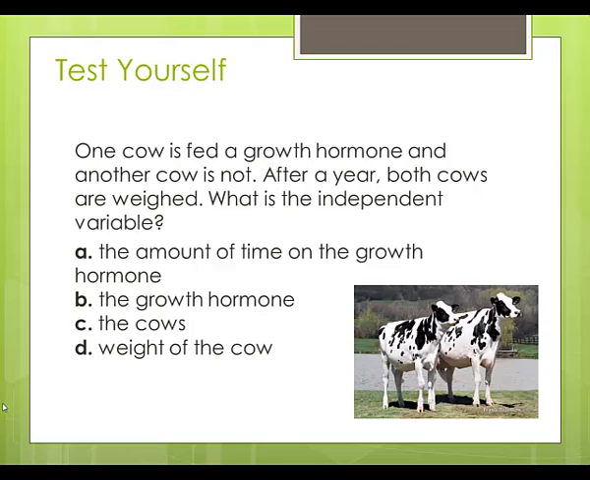I'll give you just a minute to think about that. The answer is B, the growth hormone. The independent variable is the one thing that's changed. We don't change the cows, we don't change what they're fed, we don't change the water, we don't change the temperature, they're in the same environment. Just like the grass seeds, we're not changing the soil or the pots or the types of seeds or the amount of light. What happens when we give the cows growth hormone is the dependent variable. So in this instance, our independent variable is giving them growth hormones. When we weigh them, that weight is the dependent variable.